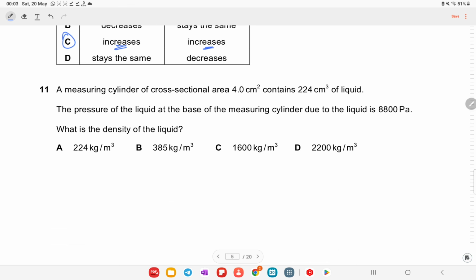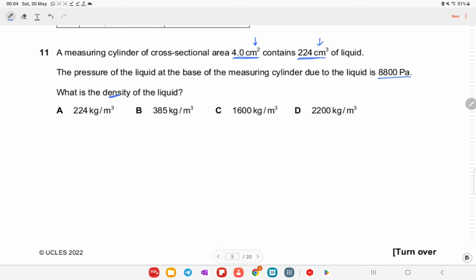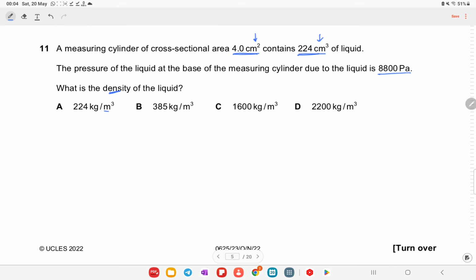A measuring cylinder of cross-sectional area 4 centimeters squared, and 224 centimeter cubed of liquid. The pressure of the liquid at the base of the measuring cylinder due to the liquid is 8800 pascal. What is the density? Now you see this thing I was telling you, remember to focus on the units. The answers are in meter cubed, so first you have to convert the area in centimeter squared to meter squared.